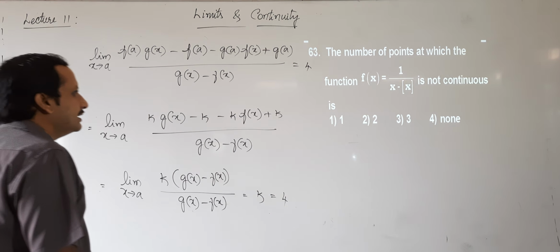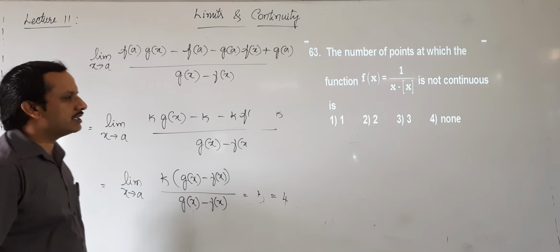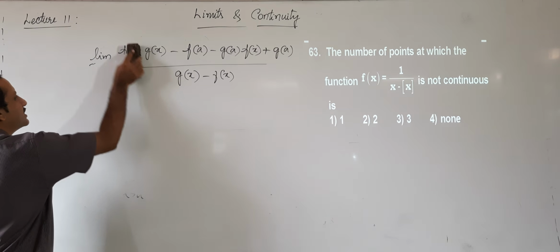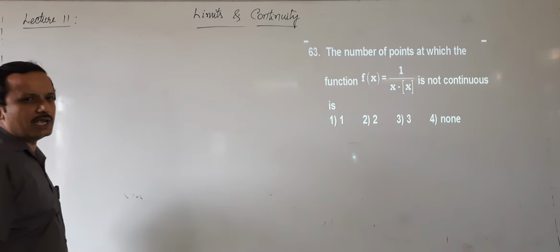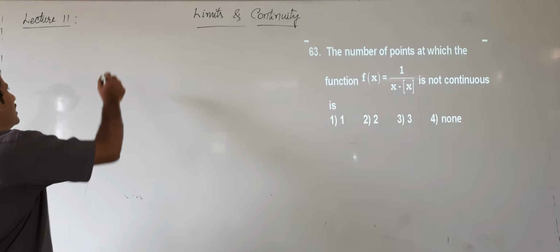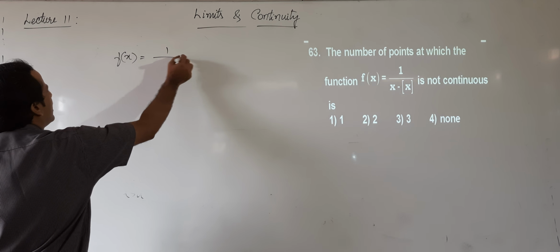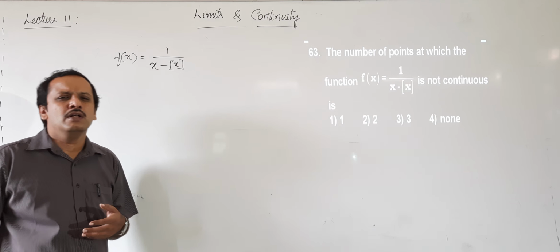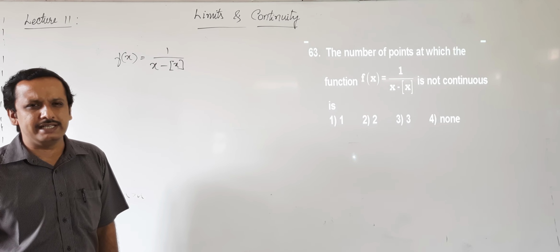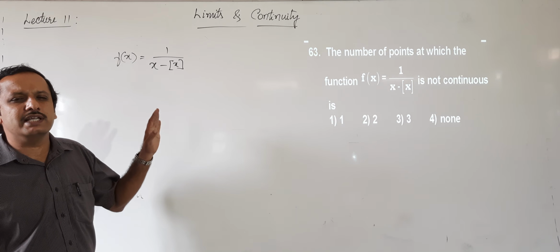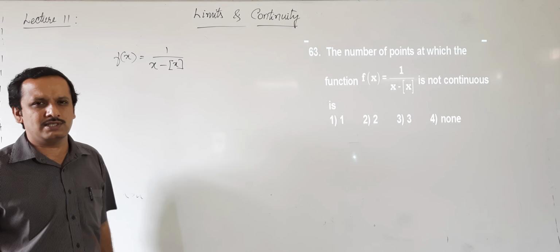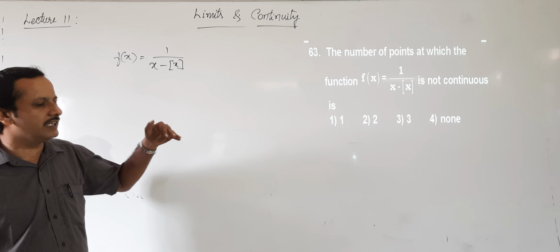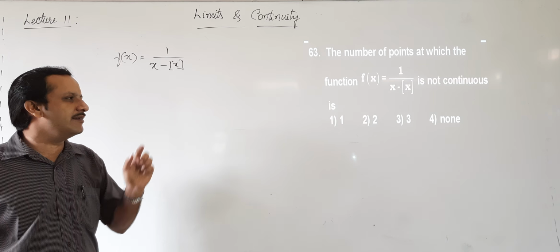Then, 63rd question. The number of points at which the function f of x is equal to 1 by x minus step x is continuous is. The number of points at which this function is continuous. F of x is equal to 1 by x minus step x. So, as soon as you say step x, immediately you know that step x is discontinuous at all integers. So obviously this function is discontinuous at all integers. How many integers are there? Infinitely many. So this is discontinuous, or in other words, this is not continuous at infinitely many points.